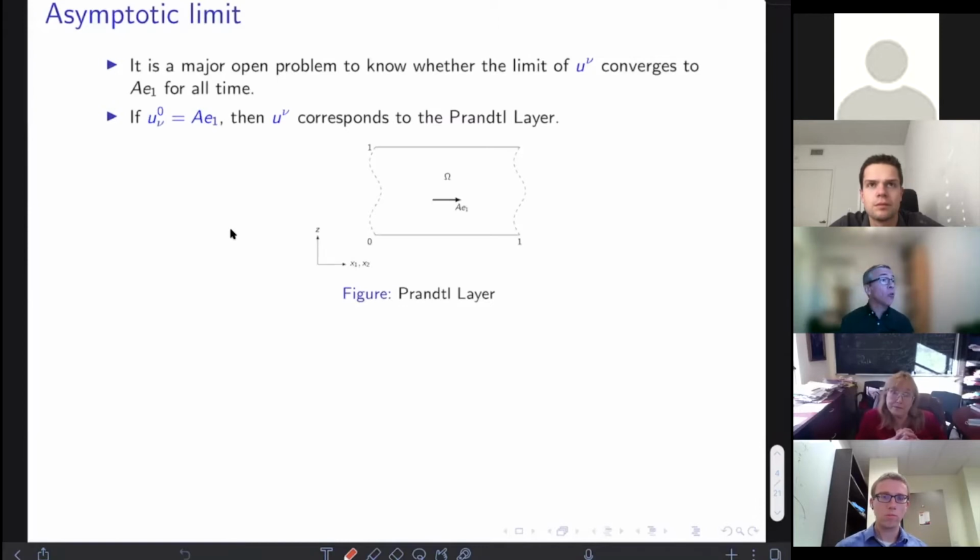Of course, if you consider exactly the shear flow A e1 as an initial value, then the solution of the Navier-Stokes equation corresponds exactly in this simple case to the Prandtl layer. I won't be able to make a picture here, but I was supposed to. You have only the effect of the heat equation here. You don't see the nonlinear effect because it's a flat boundary. It's very simple. When you consider exactly this solution, the typical scale here is square root of nu, because it's linked to the heat equation.